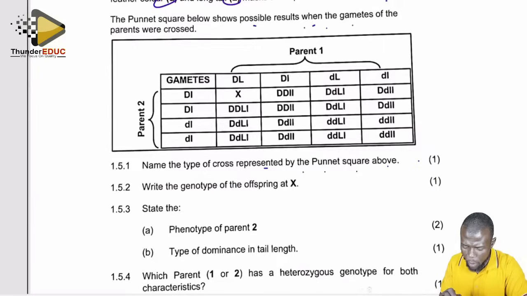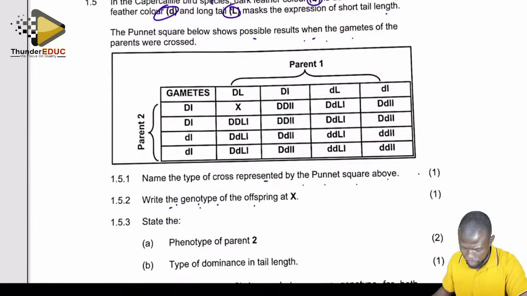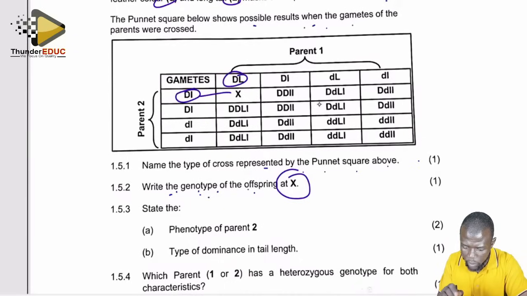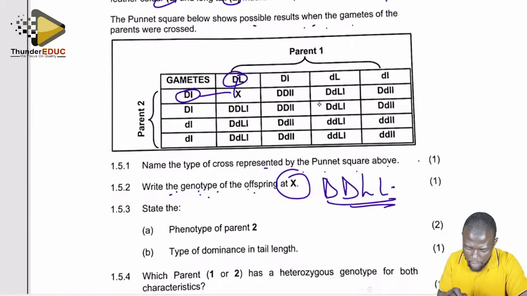They're saying to name the type of cross represented in the Punnett square above. So we say that is a dihybrid cross. They're saying to write the phenotype of the offspring. Okay, the phenotype of offspring X. It is easy. I go with this and this because that's where the cross is going to be capital D, capital L, small l. Yes.